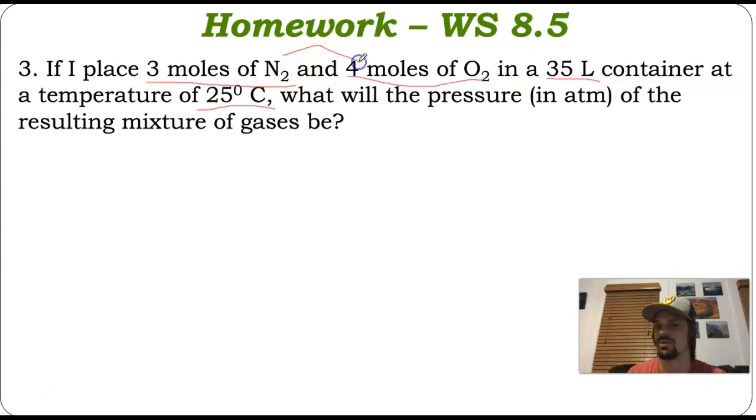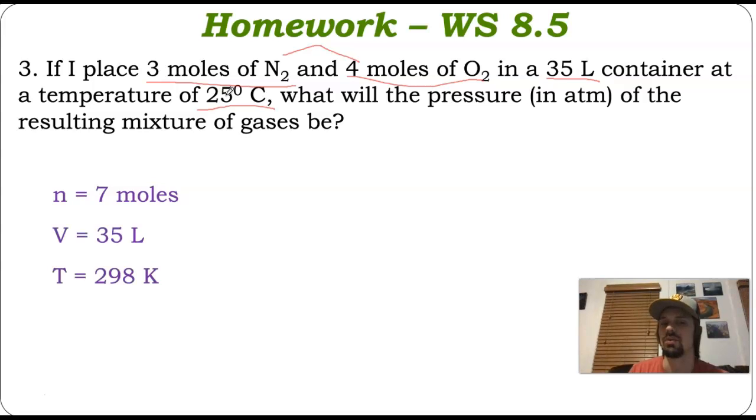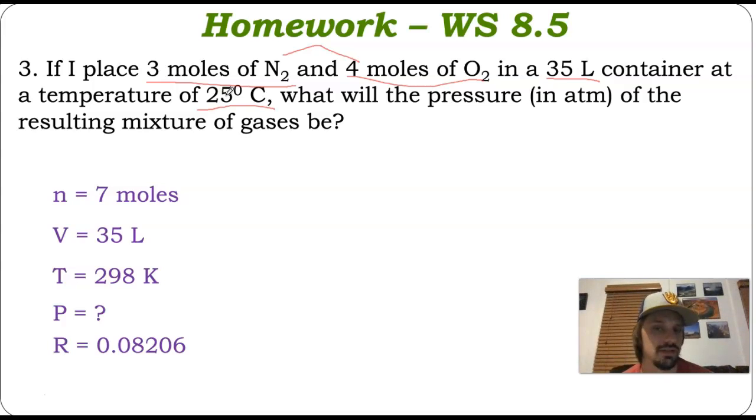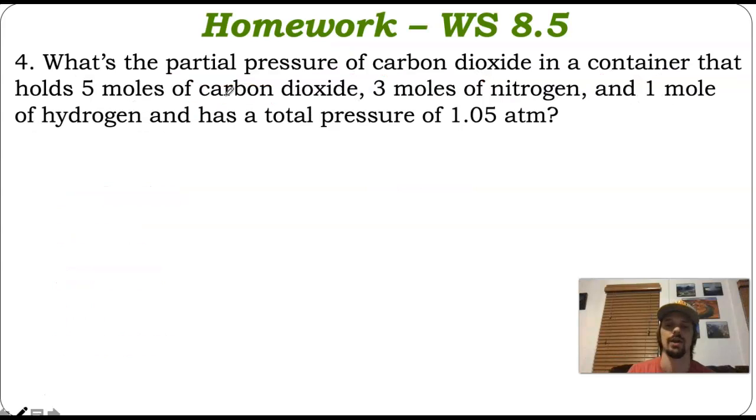So what variables am I given? Looks like moles, volume, and temperature. What can I use? Ideal gas law. PV equals nRT. Remember to turn your temperature to kelvins. I'm looking for pressure. Okay? So I'm going to give you this. You can go ahead and solve. Okay? Why did I pick that R again? Because my pressure, I'm looking for it in atmospheres. All right? All right. Number 4.